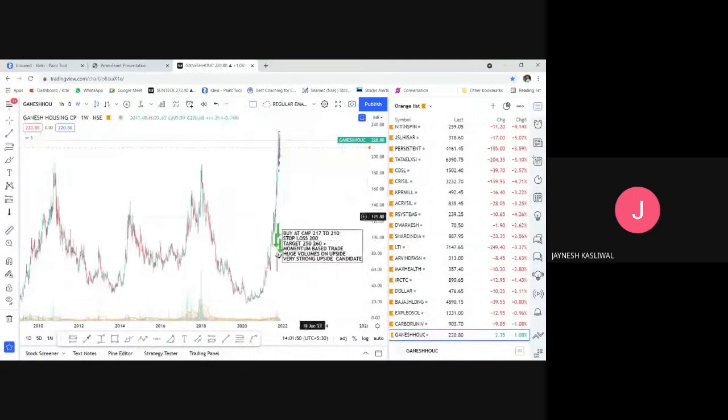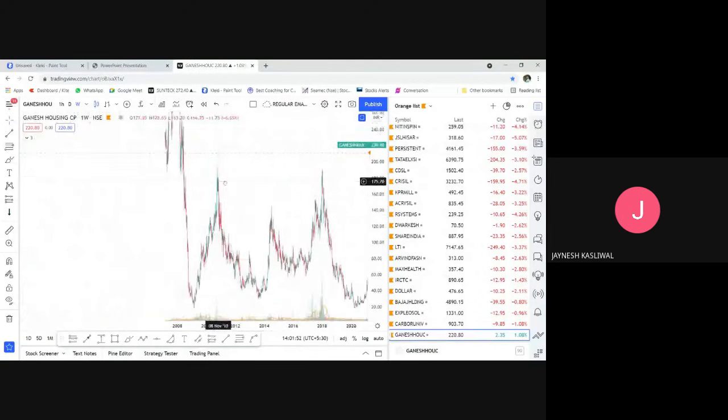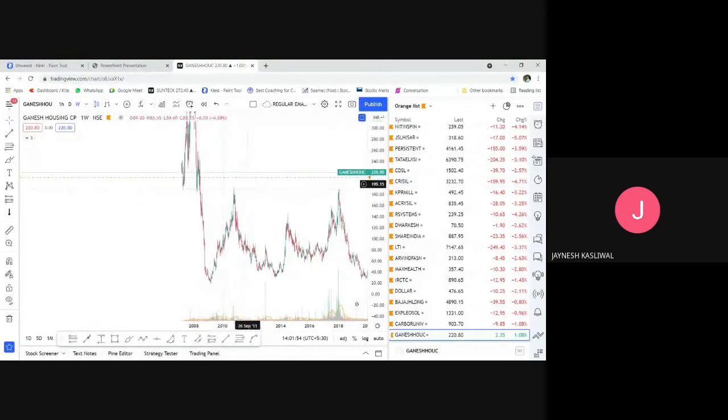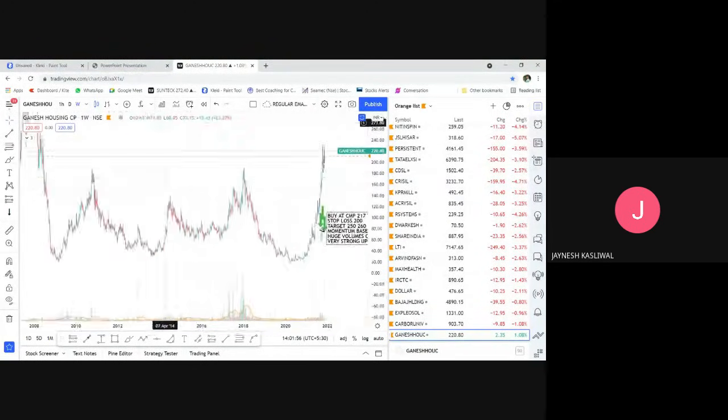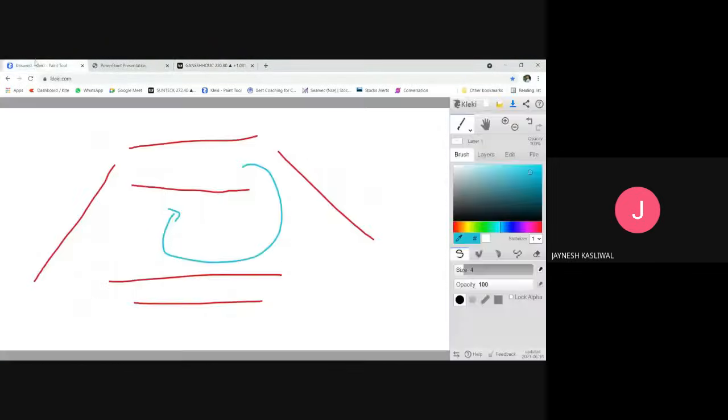We are looking currently at a chart of Ganesh Housing, for example. So this was a clear-cut sideways trend, and then the stock is trying to move up. So a stock will always move in these four phases: uptrend, sideways trend, downtrend, and then again sideways trend.